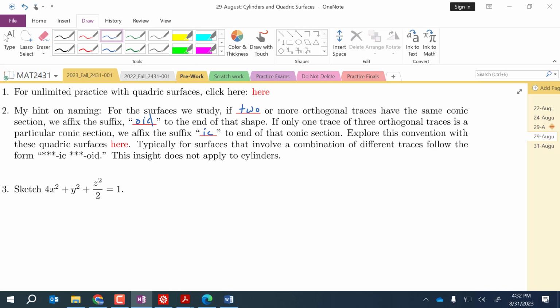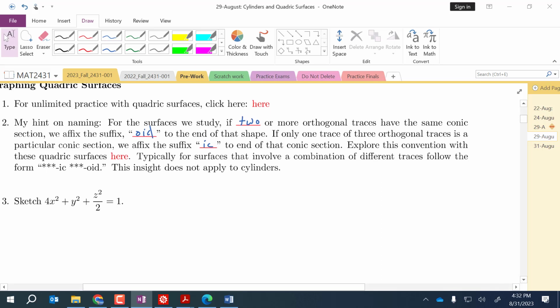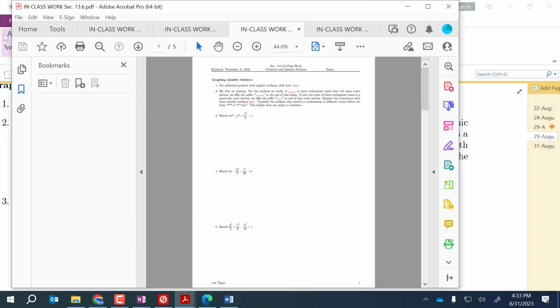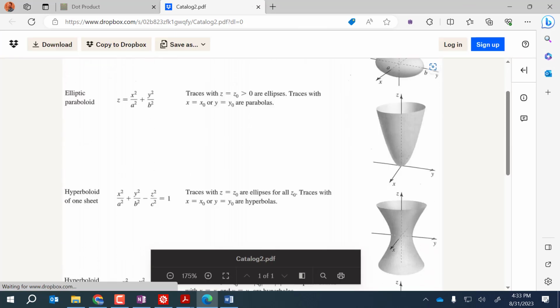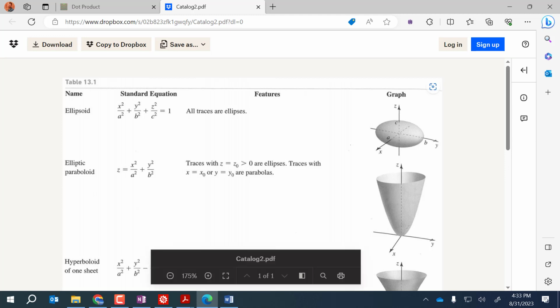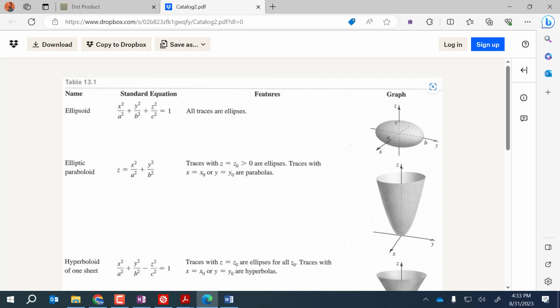Okay, so let's go ahead and click that first link. Let's look at, for example, the ellipsoid. If you were to look at the trace of this, let's do first the x. Oh, I can't draw on this. If I were to do this in the xy plane, the trace is an ellipse. Same with the yz plane and the xz plane. They're all three ellipses. So we would say that this is an ellipsoid, because two or more of the traces were of the same type.